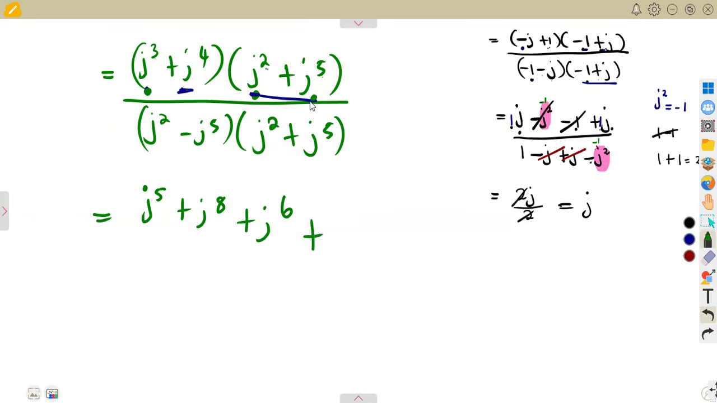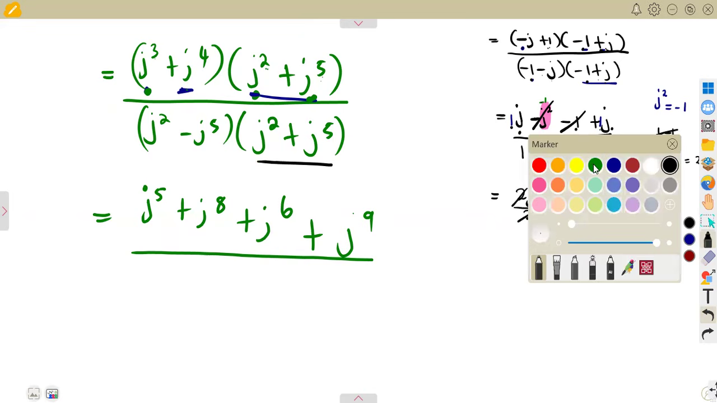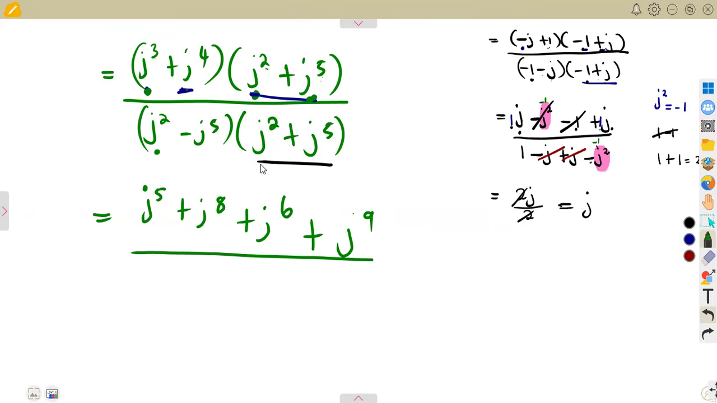j to the exponent of 4 and j to the exponent of 5, that will be 4 plus 5, which gives us a 9 if we add. The denominator is still one and the same thing. Expand the second bracket from the first bracket, so that's j squared times j squared, you add the exponents, 2 plus 2, that's a 4.